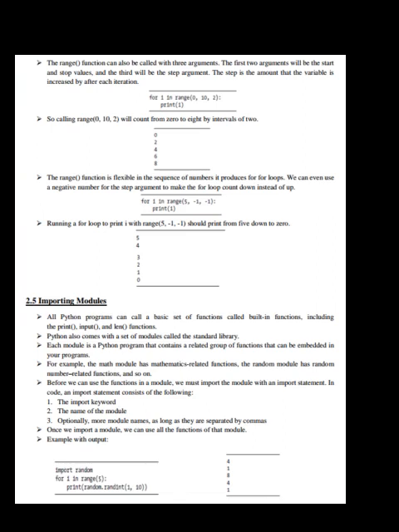All Python programs can call a basic set of functions called built-in functions, including the print, input and len functions. Python also comes with a set of modules called the standard library. Each module is a Python program that contains a related group of functions that can be embedded in your programs. For example, the math module has mathematics related functions, the random module has random number related functions, and so on.